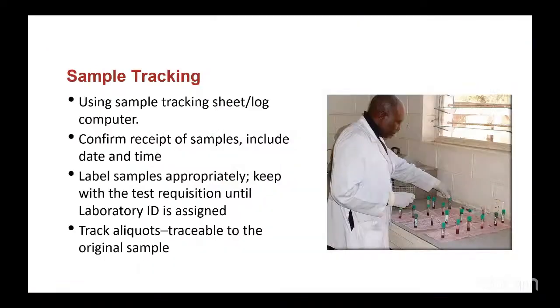Now, sample tracking. Use a sample tracking sheet, log, or computer. Confirm receipt of sample, including the date and time. It's important that you label the sample appropriately. Keep with the test requisition until the laboratory ID is assigned. Track aliquot. The aliquot will be traceable to the original sample.